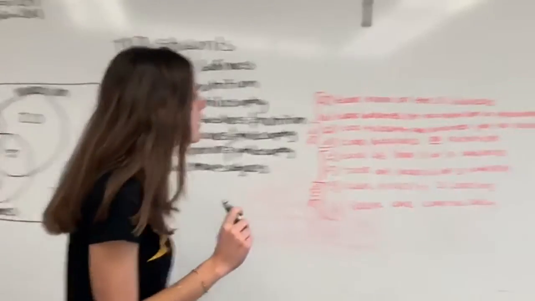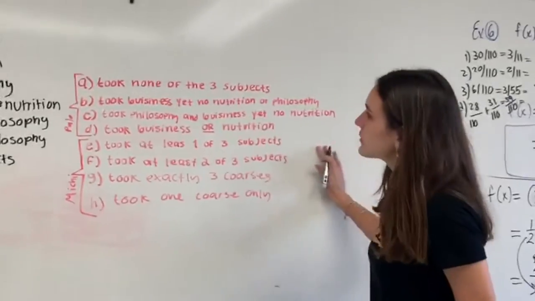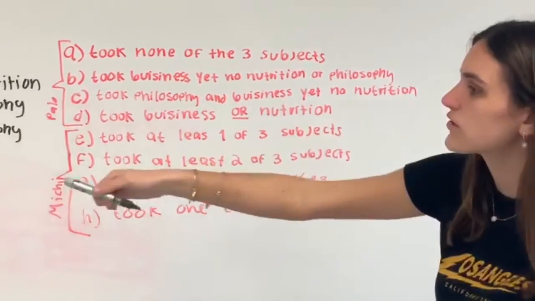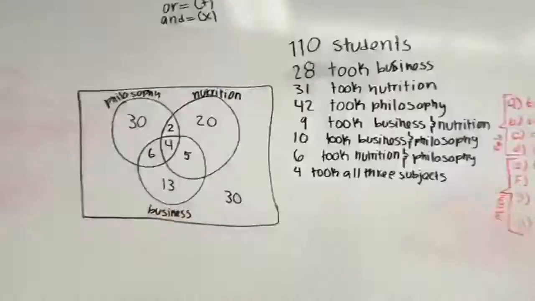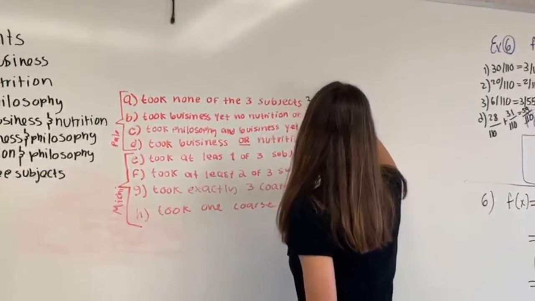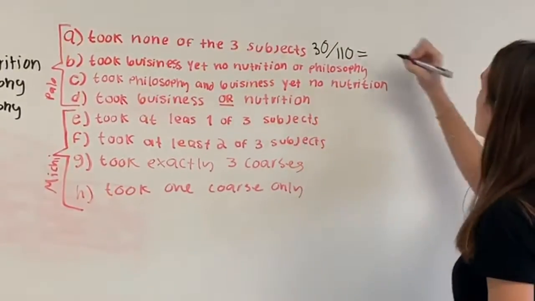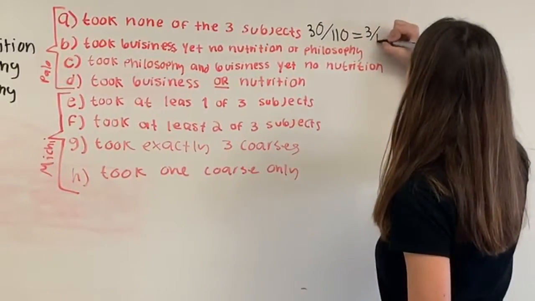So now we go to our questions. First question, A, students that took none of the 3 subjects. So it's 30 out of the 110 students. So it's 3 out of 11.